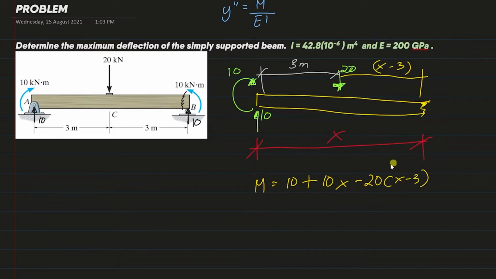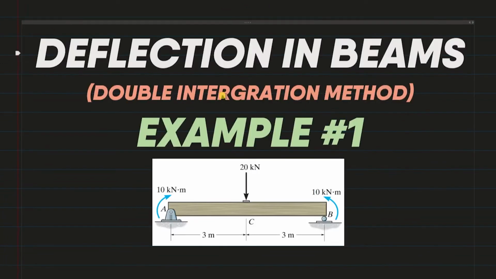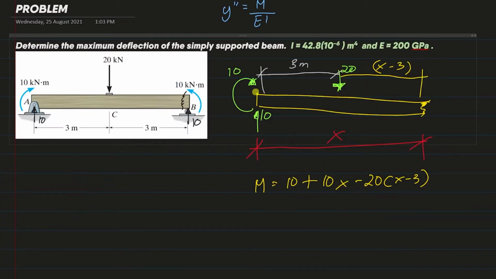Okay, so basically, this is our moment equation na ipa-plug in natin dito. Okay, so check natin yung tatlong given. And we can now proceed sa ating method, which is a double integration. We will need to integrate 2 times. Okay, so how do we do that?